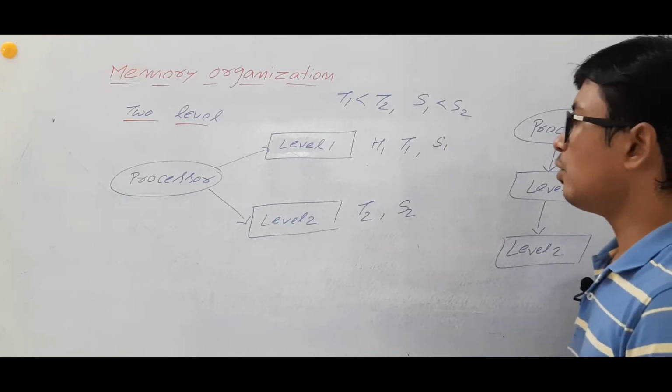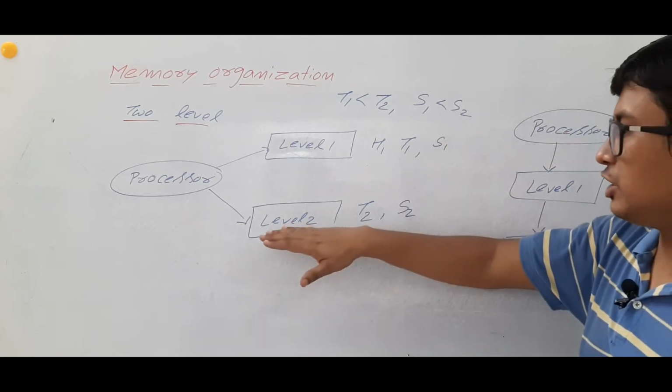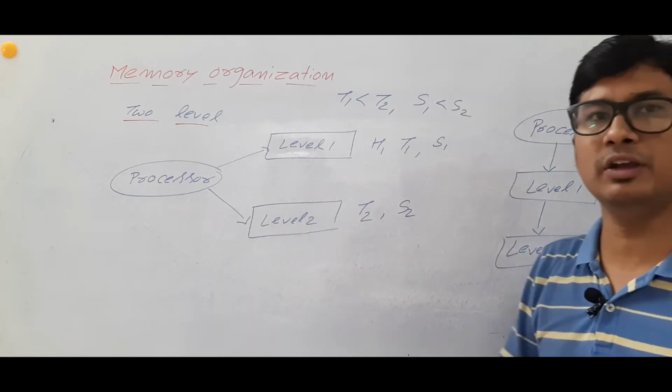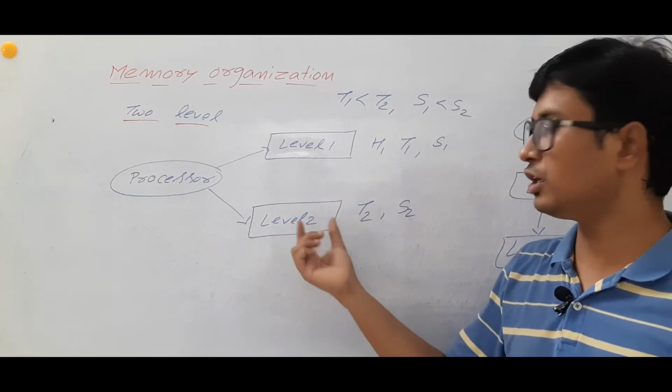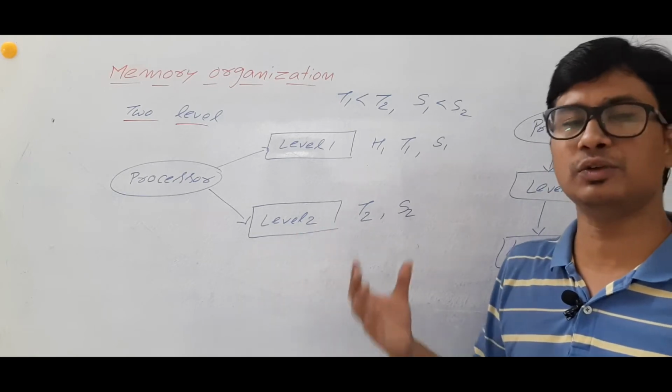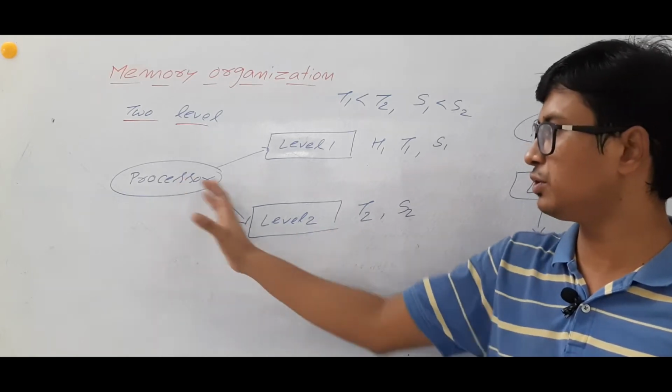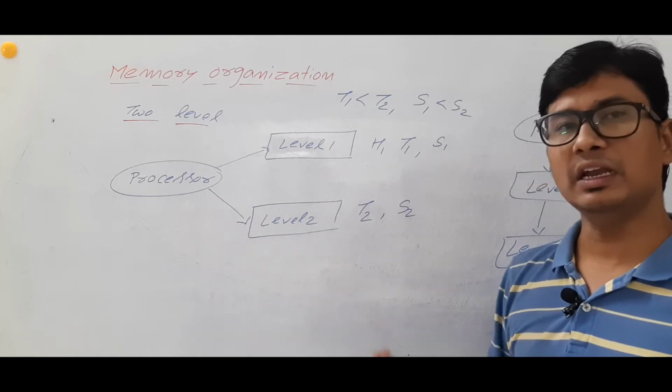And what is the information you are searching? Assume that all the information is available in level 2. So that's why I did not mention the hit ratio of level 2. Hit ratio of level 2 is always 1 because whatever you are searching will be available in level 2.